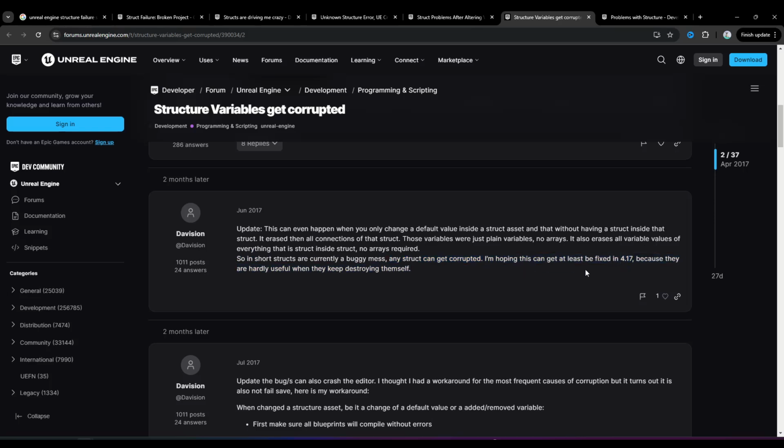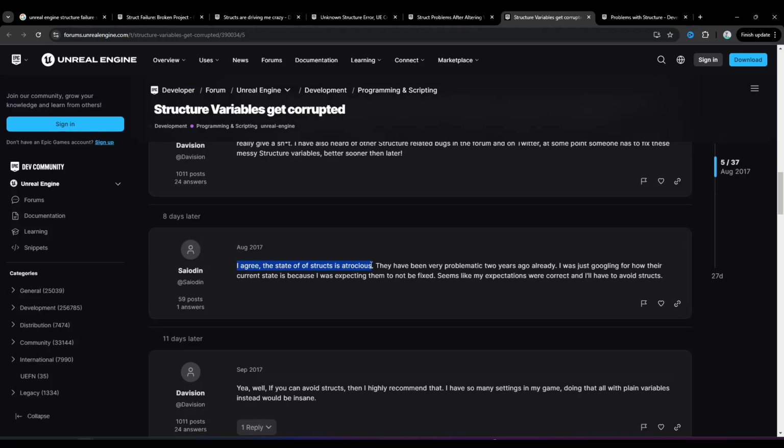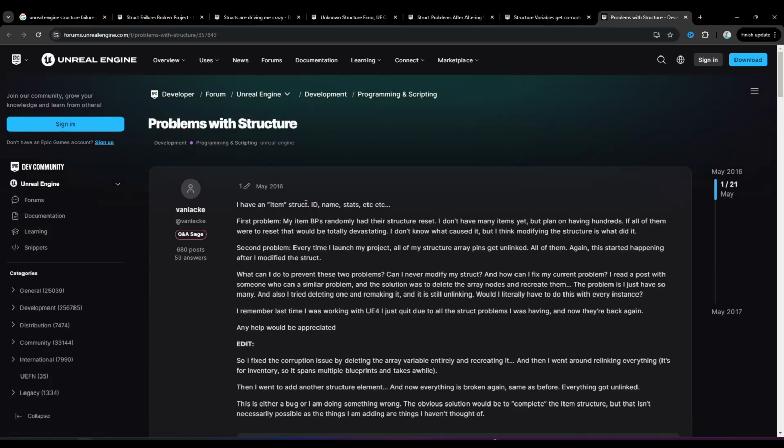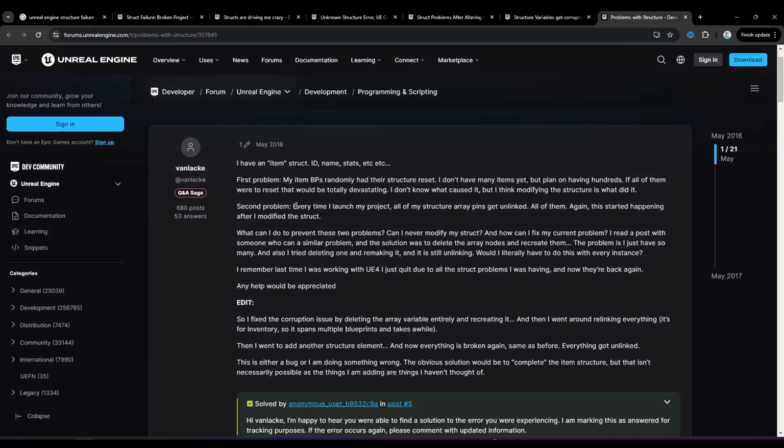What are we at? 5.42? The state of structs is atrocious. They have already been problematic two years ago. 2015. We're coming on 10 years of structs issues, guys. Okay, well, you get the point. Anyway, here is generally how to fix them and my alternative to using structs altogether.